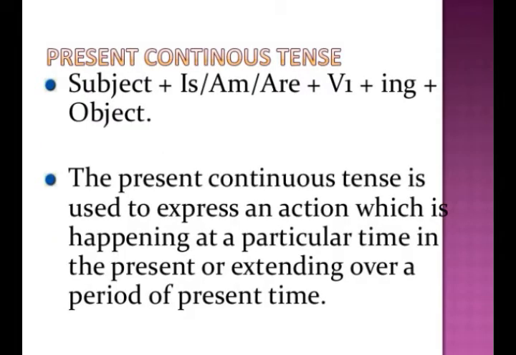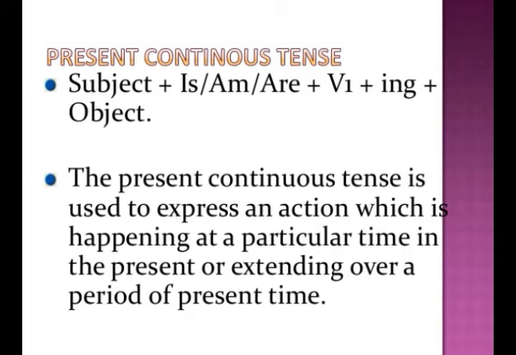Now come to the present continuous tense. The present continuous tense is used to express an action which is happening at a particular time in the present or extending over a period of present time. Means जो कार्य कंटिन्यूटी में हो रहा है उसे हम प्रेजेंट कंटिन्यूस टेंस कहते हैं. Let's see the example.